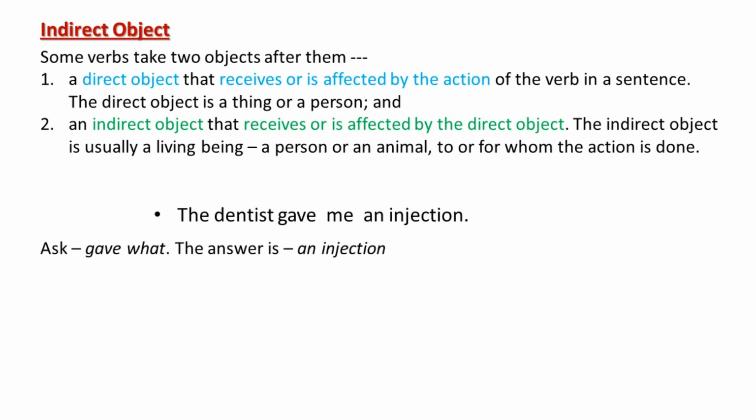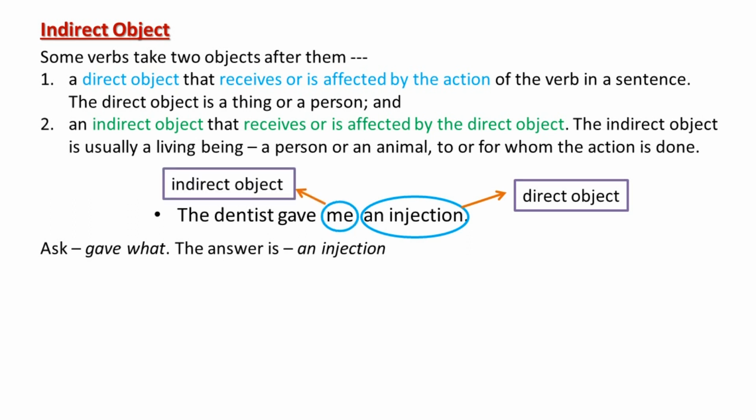Let us ask, gave what? The answer is an injection. The dentist gave what? The answer is an injection. So in this sentence, an injection is the direct object of the verb gave, while me is the indirect object receiving the direct object, an injection.